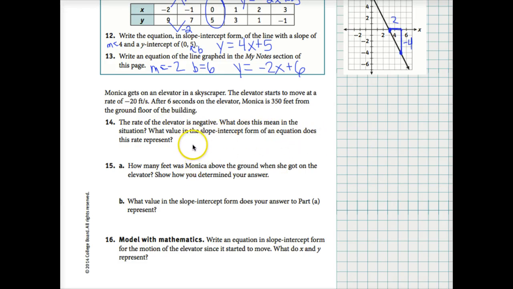So, the rate of the elevator being negative, when we're thinking about what that means in real life, that means the elevator is moving down. So that's the answer to the first part. What value in the slope-intercept form of an equation does this rate represent? So remember that rate of change, that's the slope. So it represents the slope.